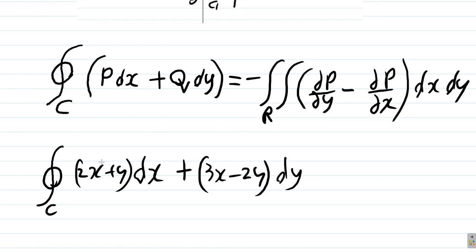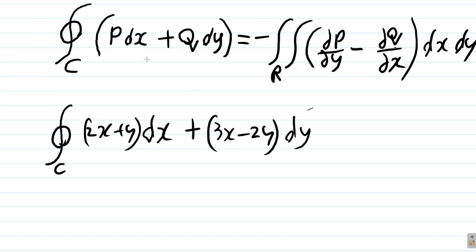So what we need to do is to find P. We need to find out what P is and then find the partial of P with respect to y. Then we need to find out what Q is. Oh, my mistake. This should be Q. Okay. So the partial of Q with respect to x, right? So we need to find out what Q is and then find the partial of Q with respect to x. All right?